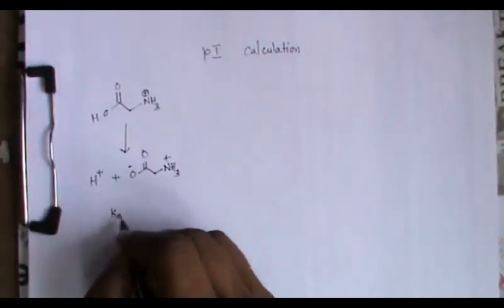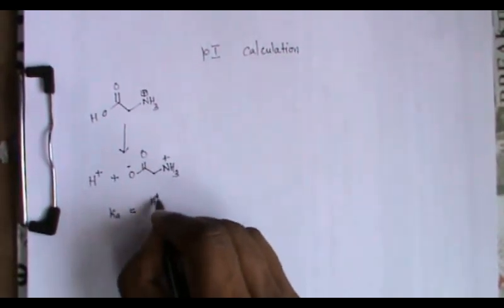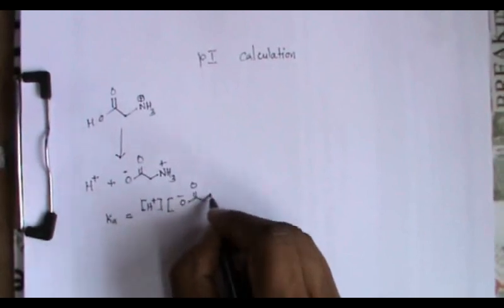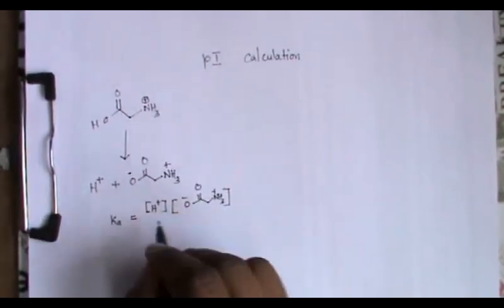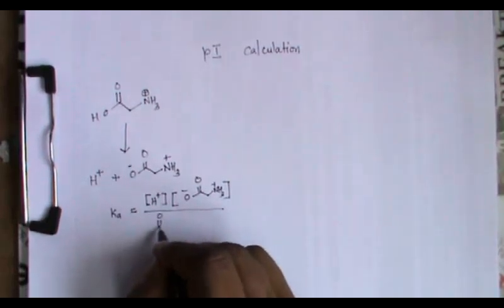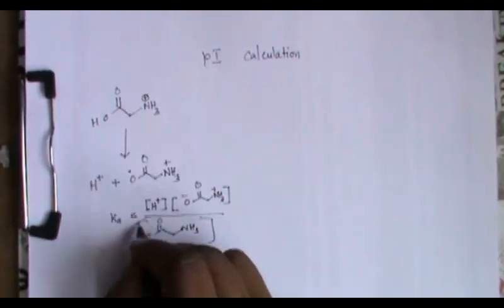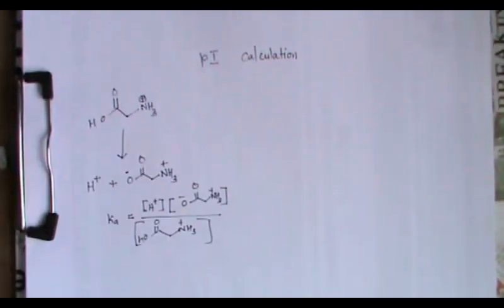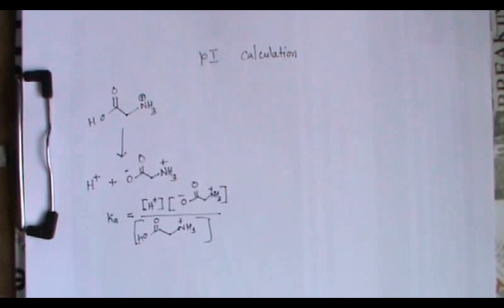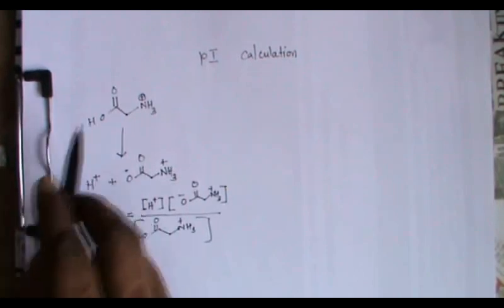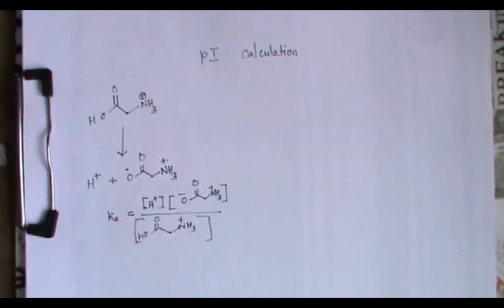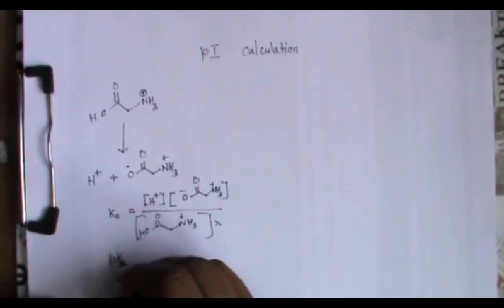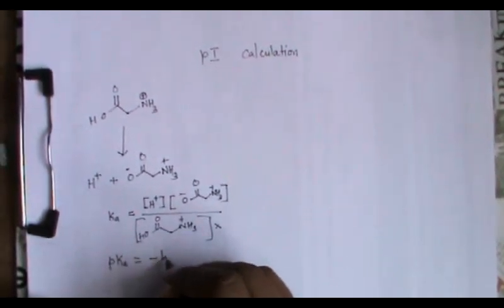Say the Ka for this reaction is the concentration of H plus and the concentration of this zwitterion divided by the concentration of this ion. It is a weak acid, so complete dissociation will not be there. Only a small portion of this will get dissociated to give this. From this we can find out Ka. Further we can go for pKa. pKa is nothing but minus log Ka.